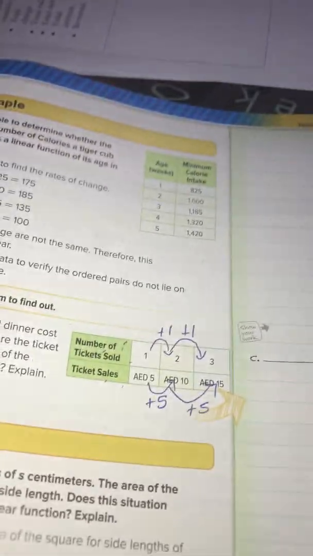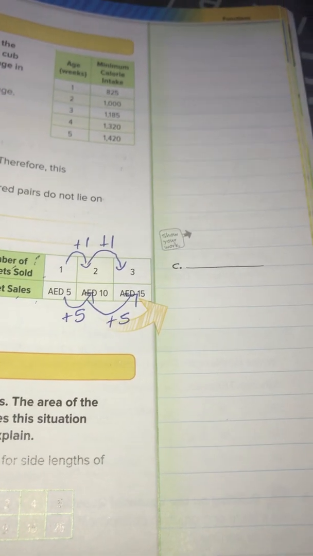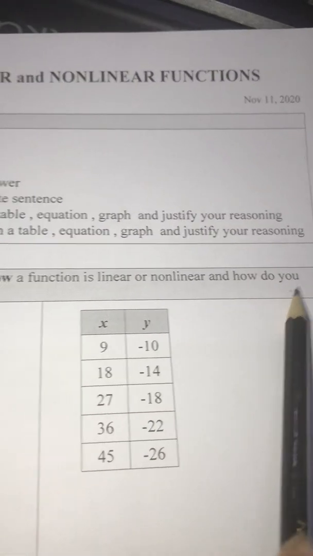Now, you need to know from a table, from a graph, and from an equation. These three things. You should know from a graph, a table, and an equation. So now, let us look. When given a table, how do you know a function is linear or nonlinear?